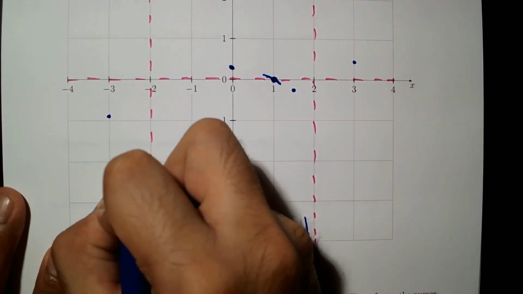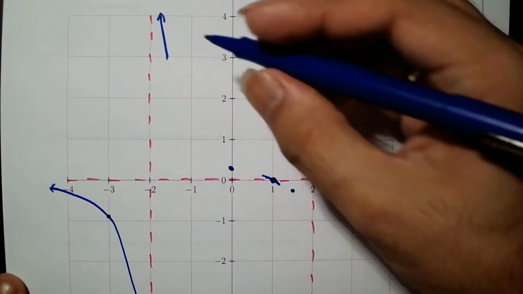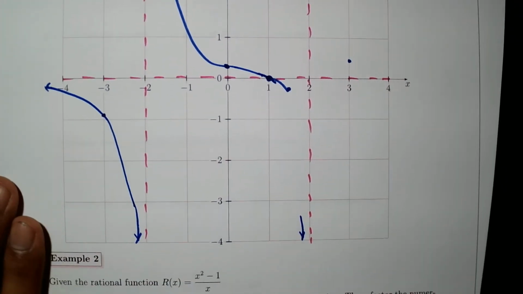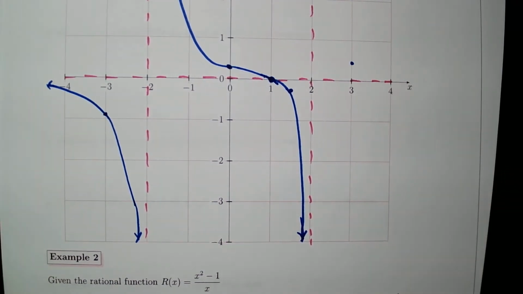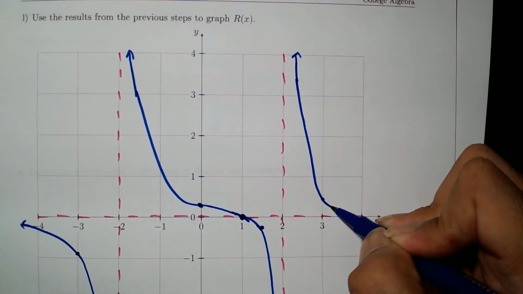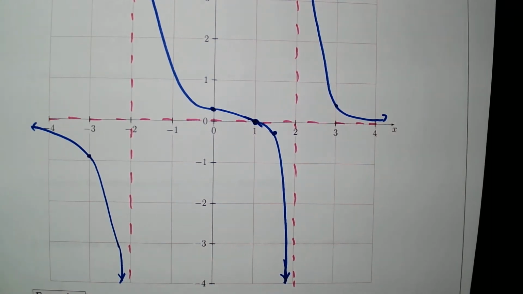So I'm going to keep going over here. That's one part. The second part will be like this. And let me keep going over here. Okay, and last but not least, it's going to look like this. All right. So, of course, you might want to use your graphing calculator to verify this result. My graph is not perfect, but it's going to have essentially the same shape. Okay, let's do another example.